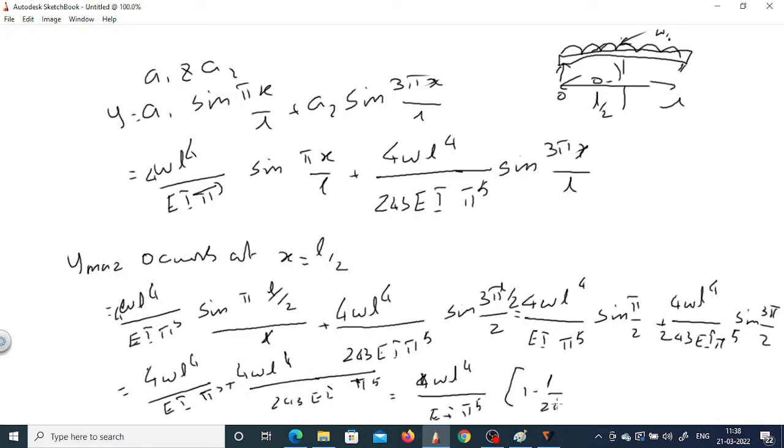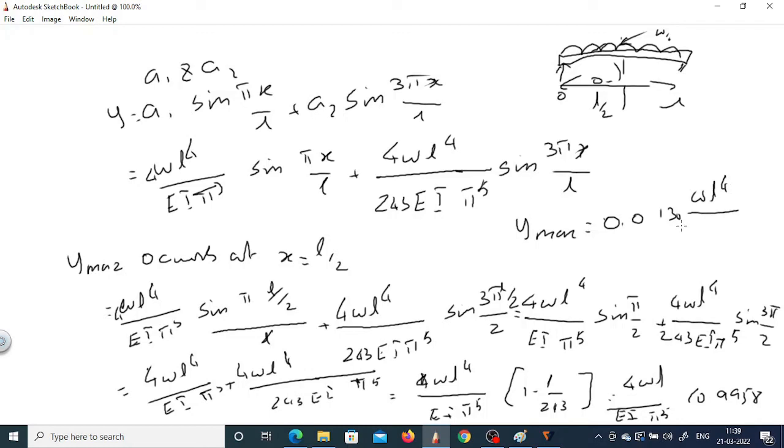From this, 1 minus 1 by 243 I got. From this we can get 4 W L power 4 divided by EI pi power 5 into 0.9958. From this I can simplify. After completing this step, I got y maximum as 0.0130 W L power 4 divided by EI. The exact solution of the beam, you may refer to the book, is 5 by 384 into W L power 4 divided by EI. If I compare both, almost the same value I got. So this is the procedure I followed to identify the A1 and A2 Ritz constants, and I can compare the exact solution with the approximate solution.